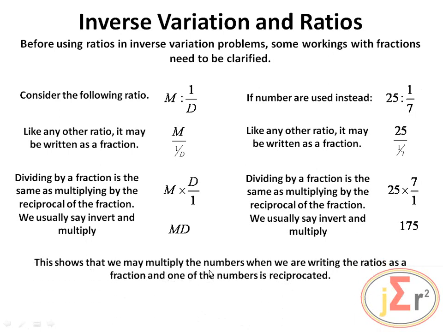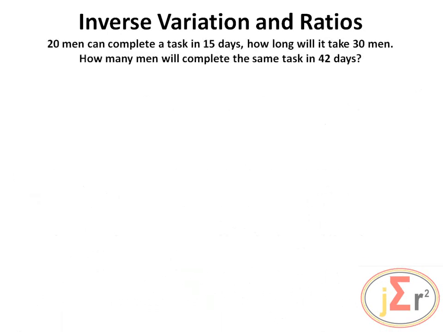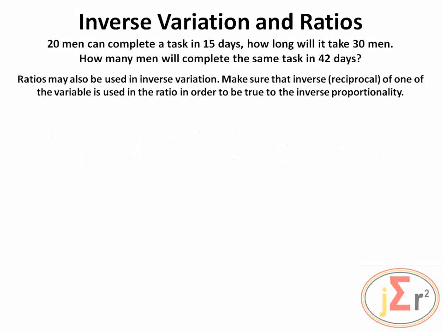This shows that we may multiply the numbers when we are writing the ratios as a fraction, and one of the numbers is reciprocated. So let us go straight ahead now. It's the same problem that we have with the days. Ratios may also be used in inverse variation. Make sure that the inverse reciprocal of one of the variables is used in the ratio in order to be true to the inverse proportionality.